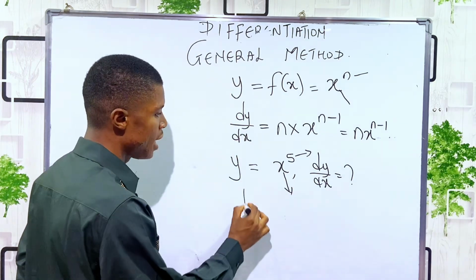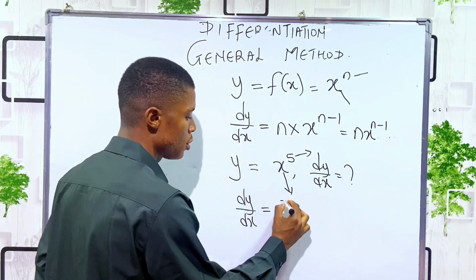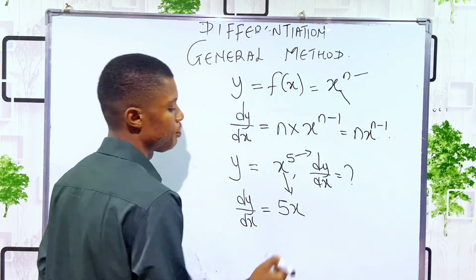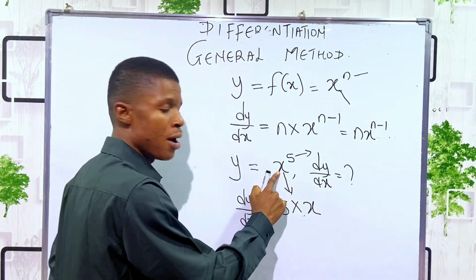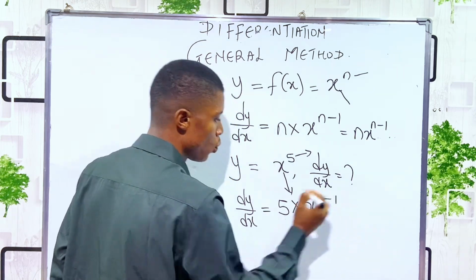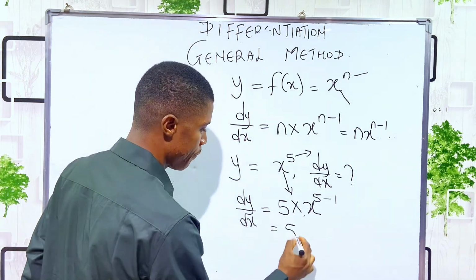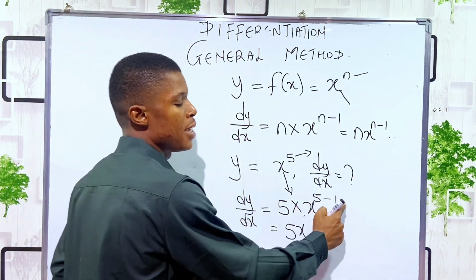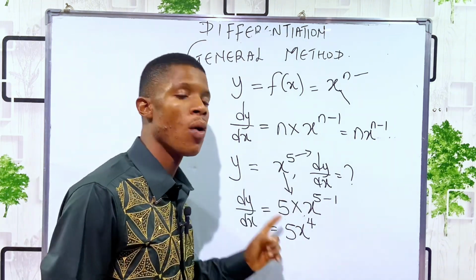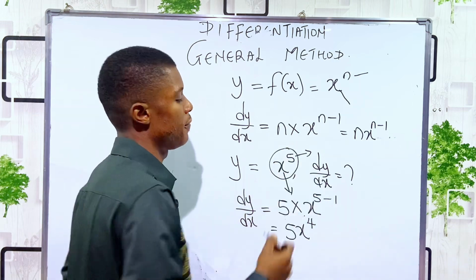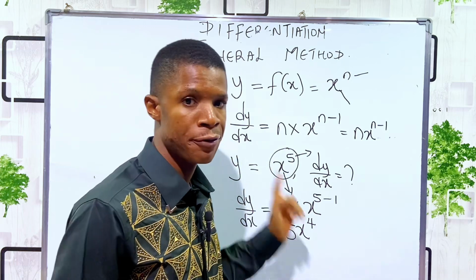So here we have that dy/dx of this function is equal to 5 times x to the power of 5 minus 1. So 5 times x is 5x. Then 5 minus 1 is 4. So the differentiation or the dy/dx of this given function, x to the 5th power, is 5x to the power of 4.